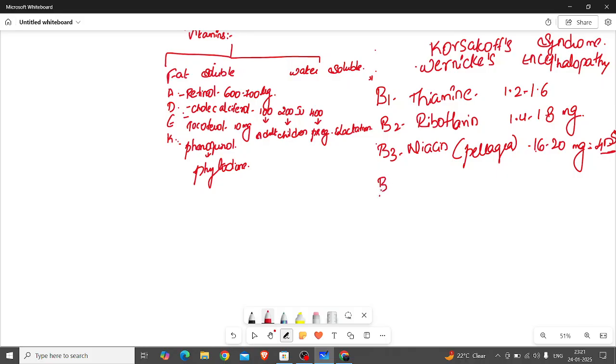Then next one, B5. It is also known as pantothenic acid, and the normal range is about 10 mg. Pantothenic acid deficiency mainly affects neural health.